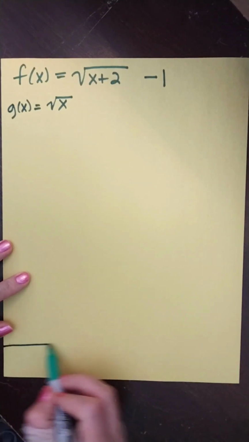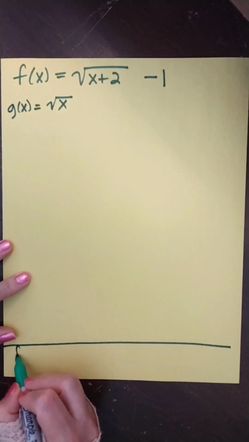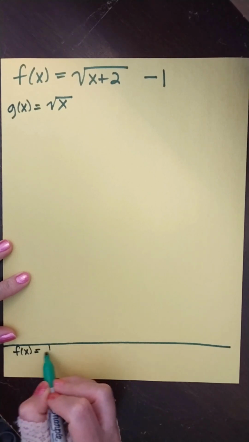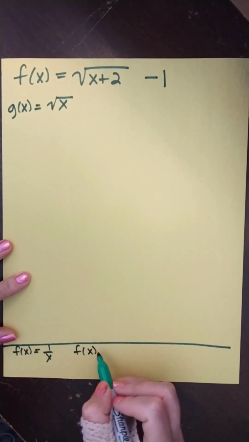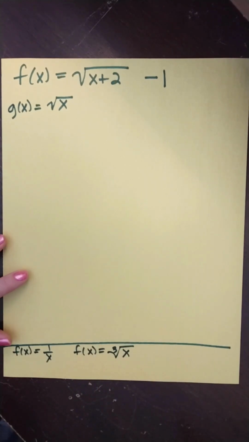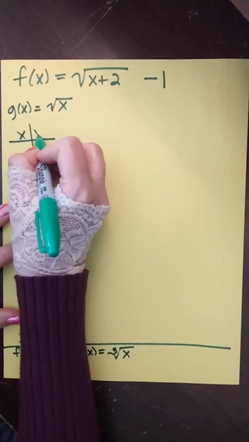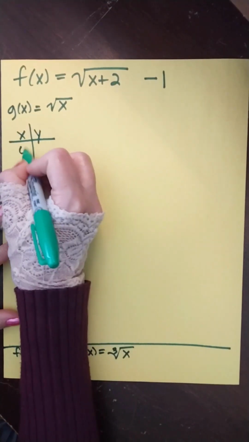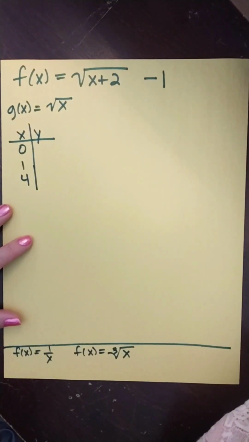Again, you'll have the different functions listed. So for example, f of x equals 1 over x, f of x equals the cube root of x, and so on. But we have the square root of x. And then you want to identify some key points to go with that. I'll choose 0, 1, and 4. These are also given to you, but you can just pick small, easy numbers.